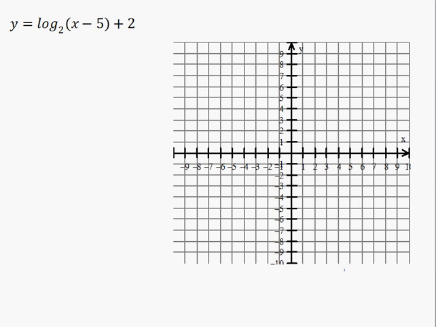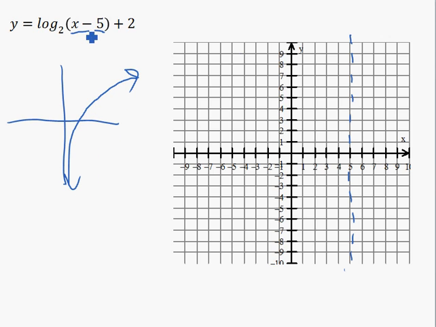Got another logarithm here. And remember our rule, whatever makes the inside of the logarithm 0 is where the asymptote's going to be. So right away, without doing any work, I know my asymptote's going to be at 5. So when x equals 5, we have a vertical asymptote. There we go. And we know the basic shape of a logarithm. Remember this. Looks like this thing.